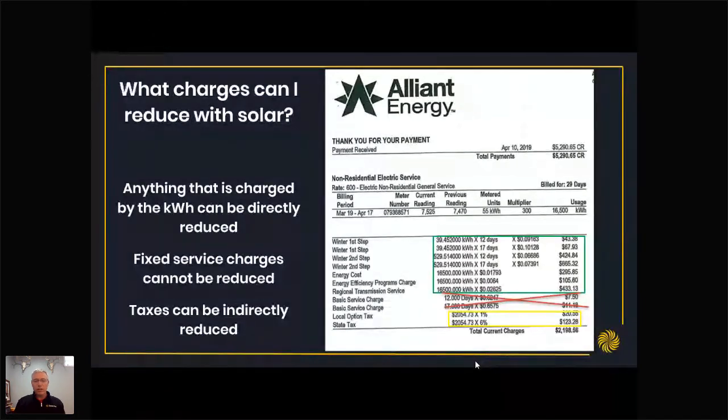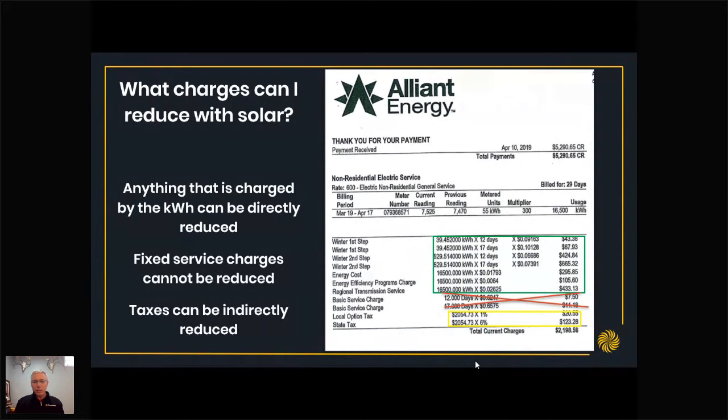So as you see here, for someone who is not billed with any demand component, whether it be residential or commercial, solar energy can reduce or eliminate the vast majority of your electric bill. Fixed service charges cannot be reduced by solar because you're not billed in relation to the amount of power you use, only the number of days that Alliant provides you service in that billing period. So you see I have those charges X'd out.